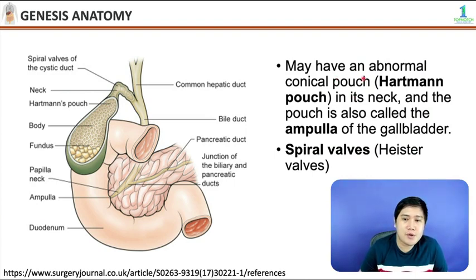Sometimes you can have an abnormal conical pouch, termed Hartmann's pouch, in this part of the neck. Sometimes it is also called the ampulla of the gallbladder. It is abnormal. Your spiral valves of Heister, you will see in your cystic duct, to keep the cystic duct open so that bile can pass through when the sphincter of Oddi is closed.